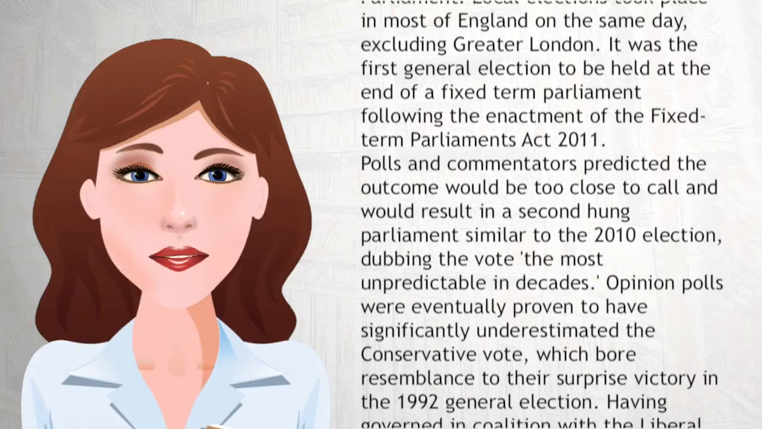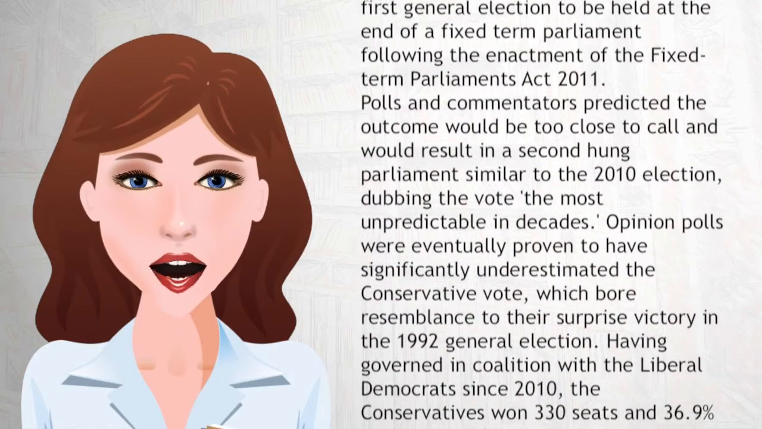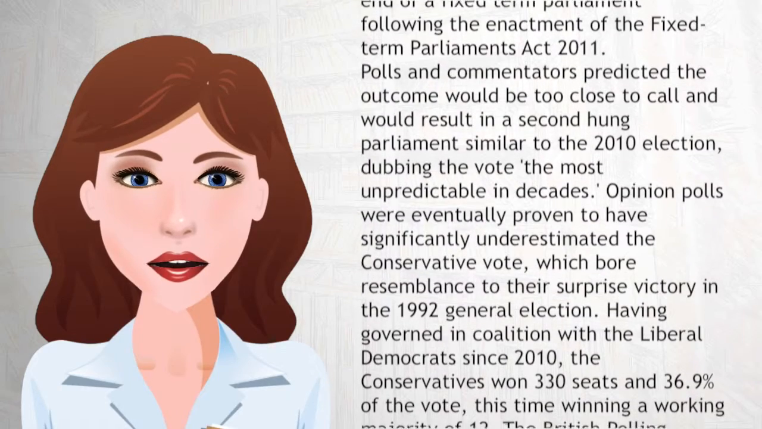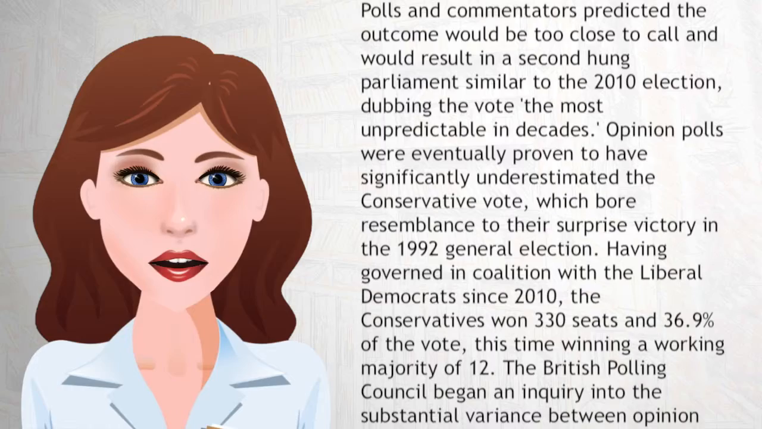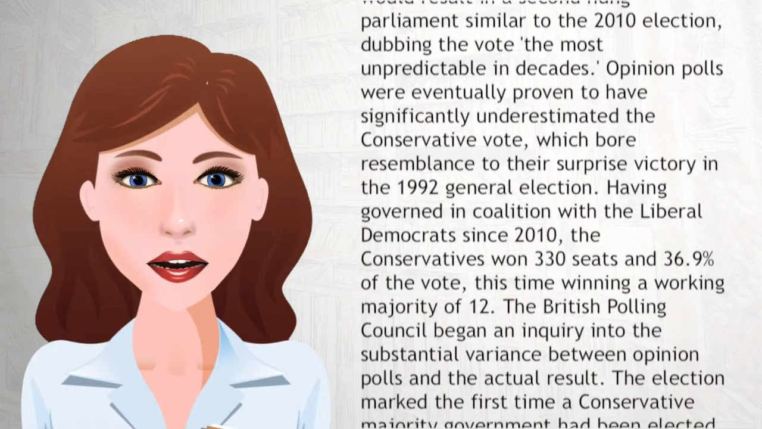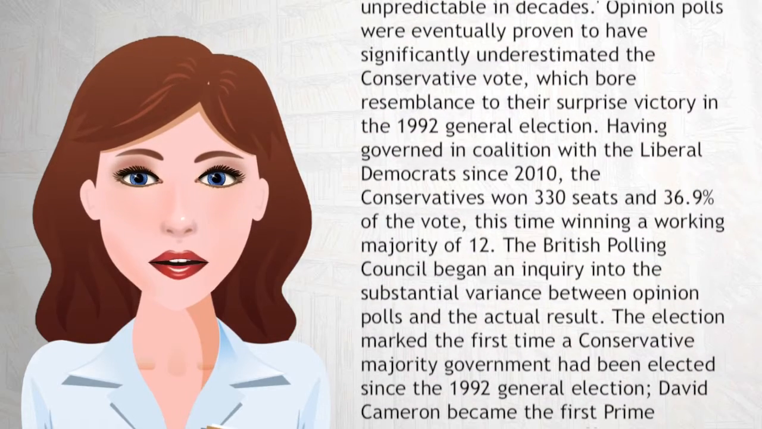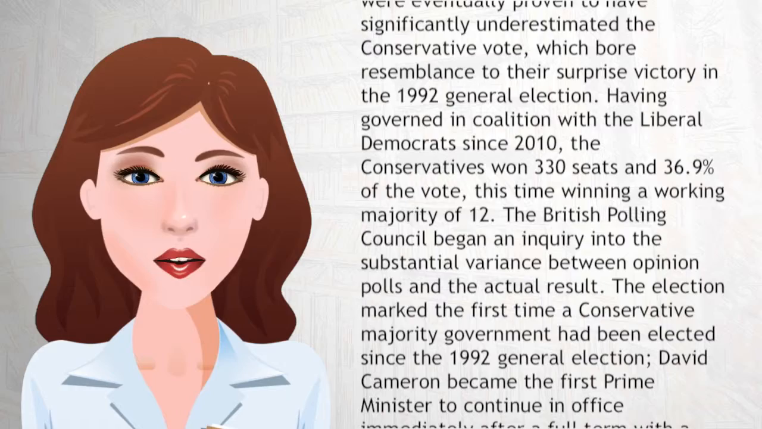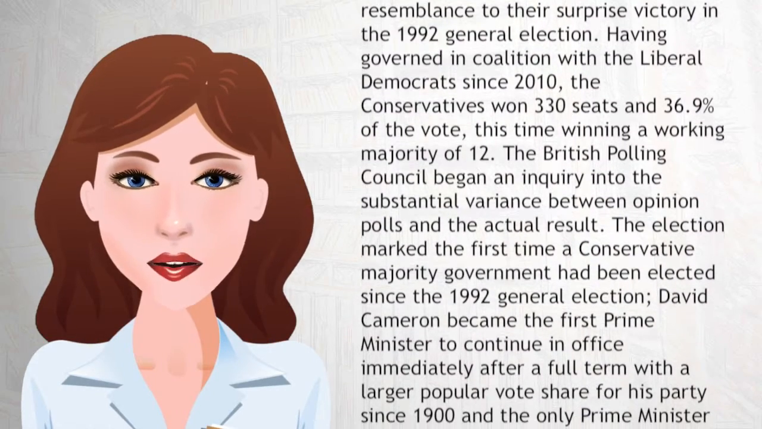Opinion polls were eventually proven to have significantly underestimated the Conservative vote, which bore resemblance to their surprise victory in the 1992 general election. Having governed in coalition with the Liberal Democrats since 2010, the Conservatives won 330 seats and 36.9% of the vote, this time winning a working majority of 12. The British Polling Council began an inquiry into the substantial variance between opinion polls and the actual result.